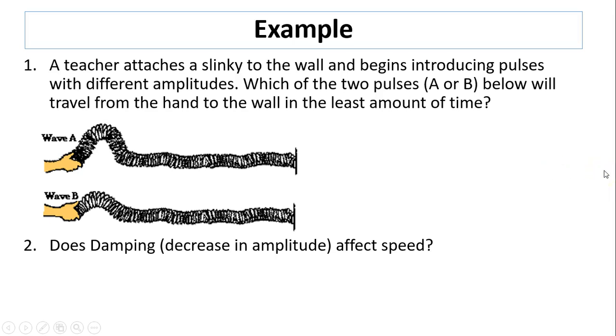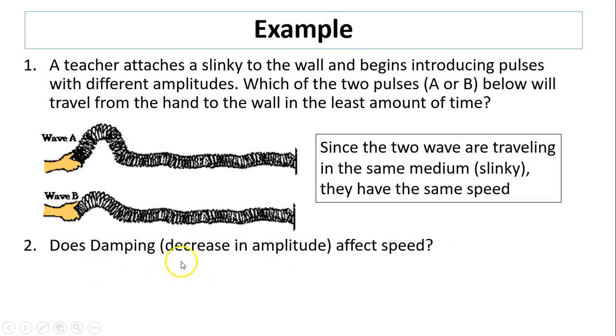Another example. A teacher attaches a slinky to the wall and begins introducing pulses with different amplitude. Which of the two pulses below will travel from the hand to the wall in the least amount of time? In other words, which pulse will travel faster? So let's talk about speed. What is speed determined by? Speed is determined by the medium and the medium only. Since both waves travel in the same medium, the slinky, they must have the same speed. As a result, they must arrive at the wall at the same time.